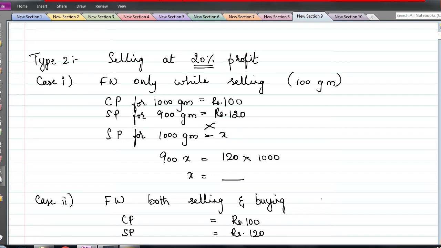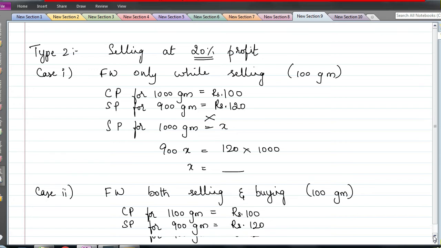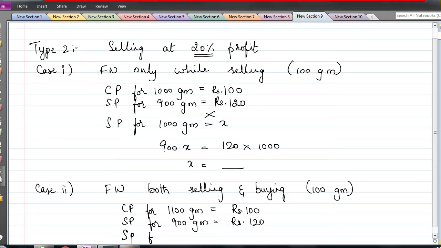Now 100 grams of false weight is used both while buying as well as selling. So he is not buying 1000 grams, he will buy 100 grams extra for this cost, and he is not selling 1000 grams, he is selling 900 grams only, 100 grams less. So based on this, find out what is the selling price for 1100 grams. This is x. Find out the value of x. Difference between this x and 100 is going to be the profit percentage.